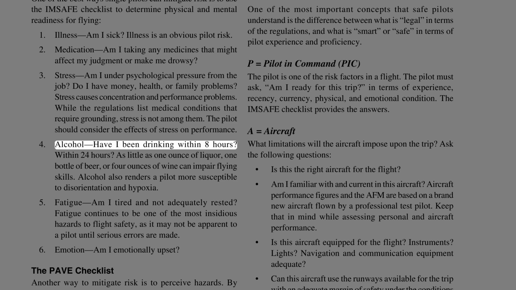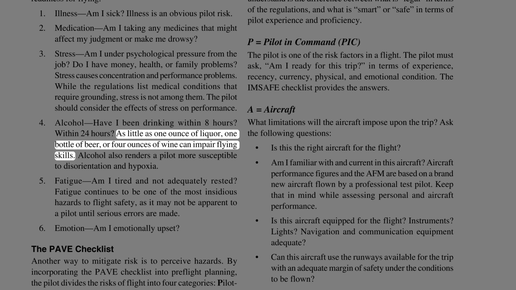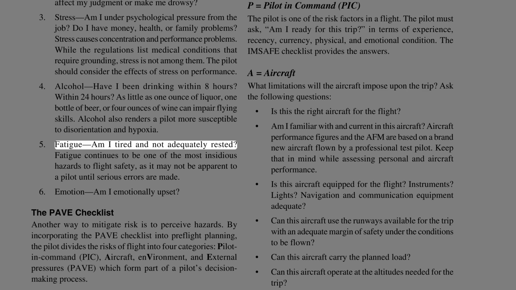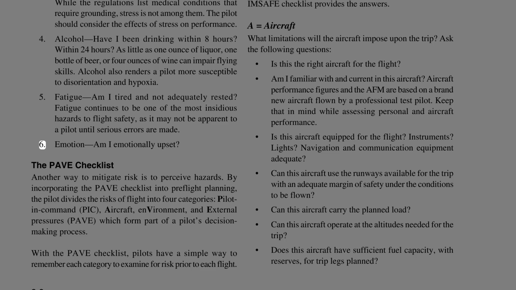4. Alcohol. Have I been drinking within 8 hours? Within 24 hours? As little as 1 ounce of liquor, 1 bottle of beer, or 4 ounces of wine can impair flying skills. Alcohol also renders a pilot more susceptible to disorientation and hypoxia. 5. Fatigue. Am I tired and not adequately rested? Fatigue continues to be one of the most insidious hazards to flight safety, as it may not be apparent to a pilot until serious errors are made. 6. Emotion. Am I emotionally upset?